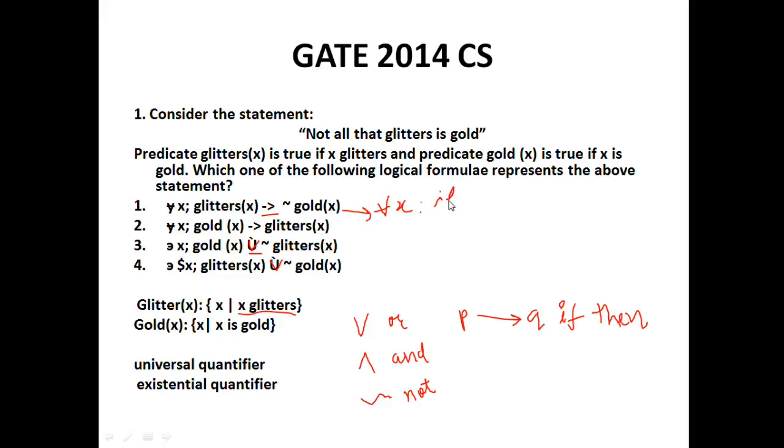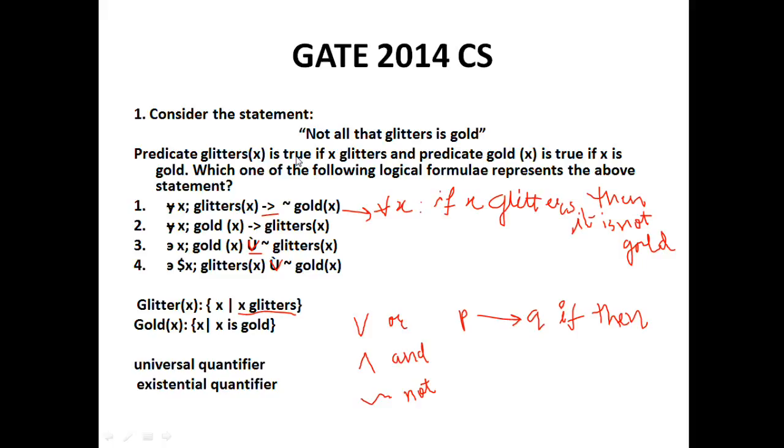So if x glitters, then it is not gold. So let's just go back to our statement and try and get it. We were saying not all that glitters is gold. Does this statement mean this? No, because this statement says not all that glitters is gold.